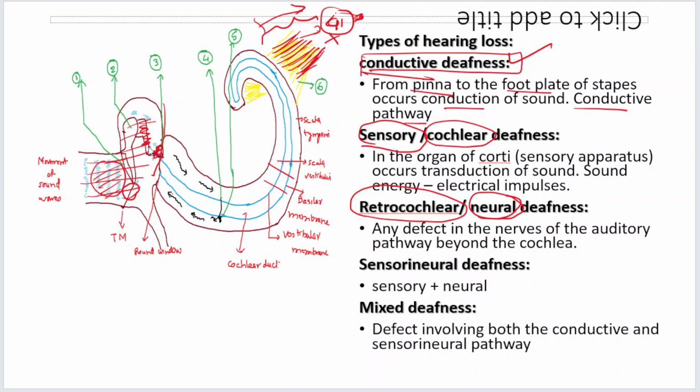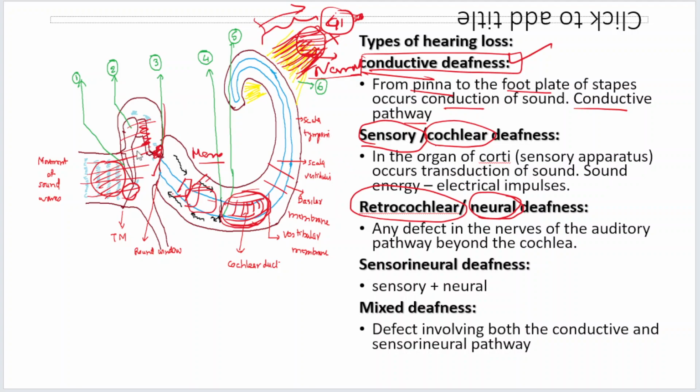If there is any problem with the organ of Corti, for example in Meniere's disease, there will be swelling, endolymphatic hydrops. The tube we have in the middle, the cochlear duct or scala media, starts bulging, and that is one example of cochlear or sensory deafness. Now, if there is an acoustic neuroma, a neuroma of the eighth nerve, then you will have a neural kind of deafness.